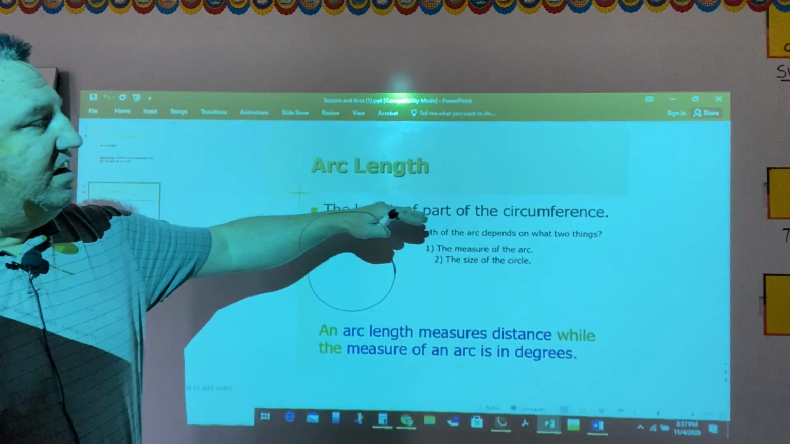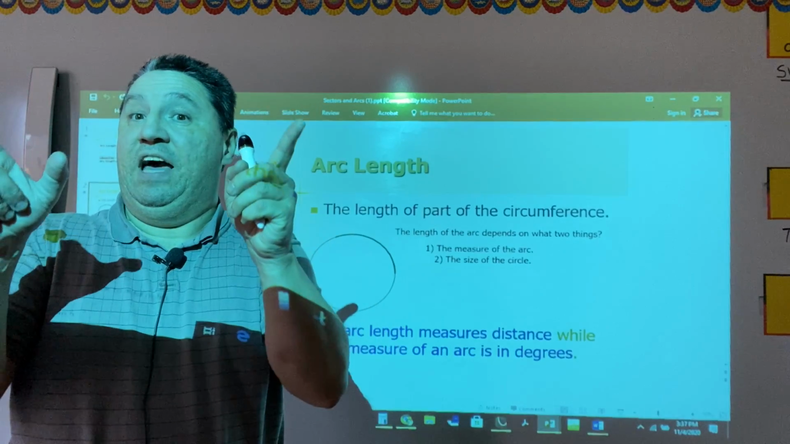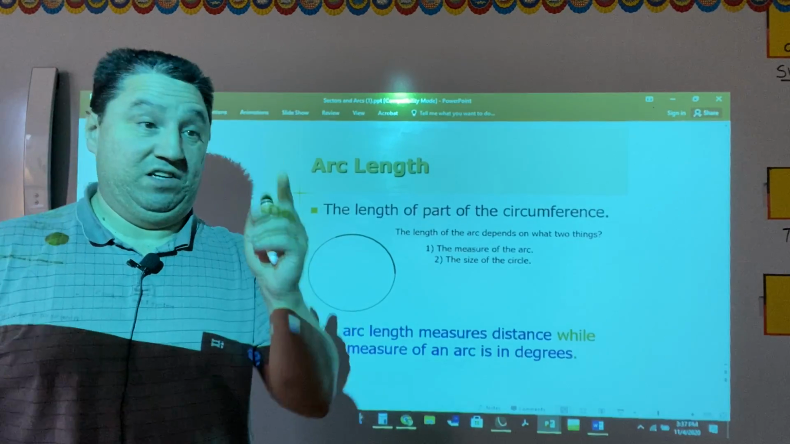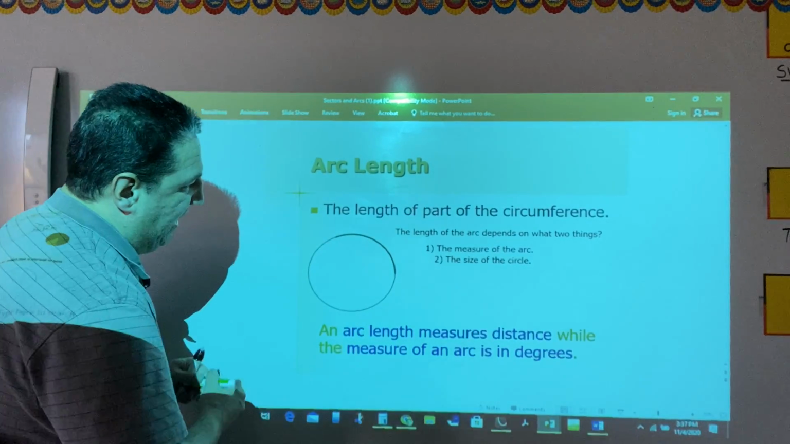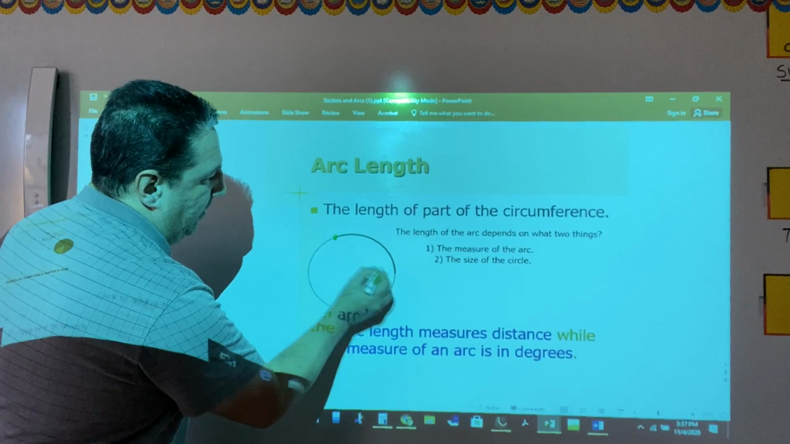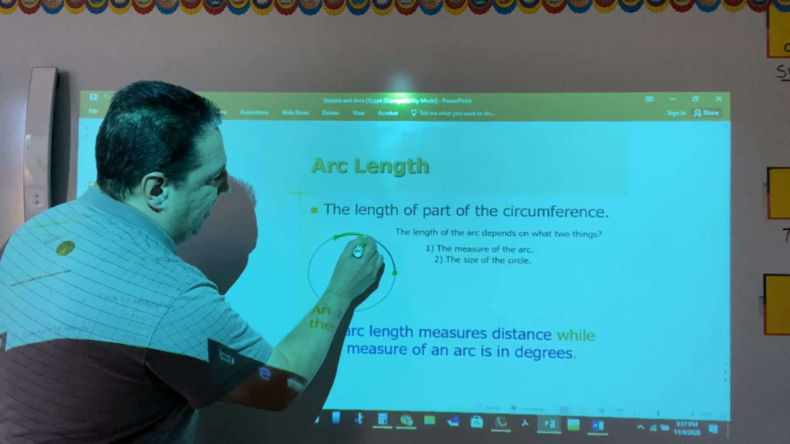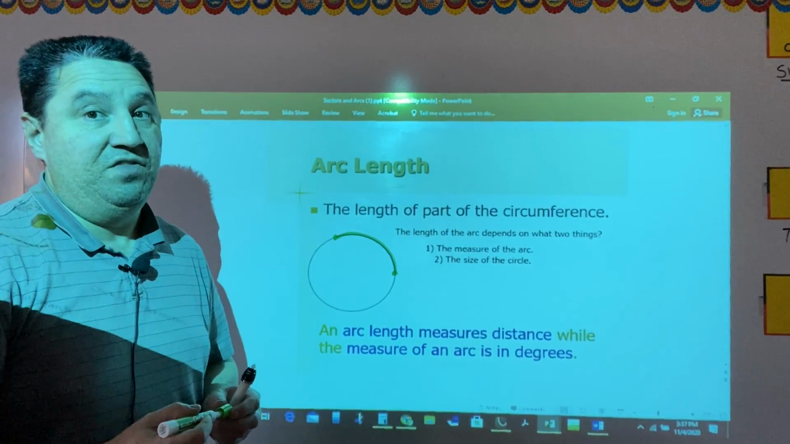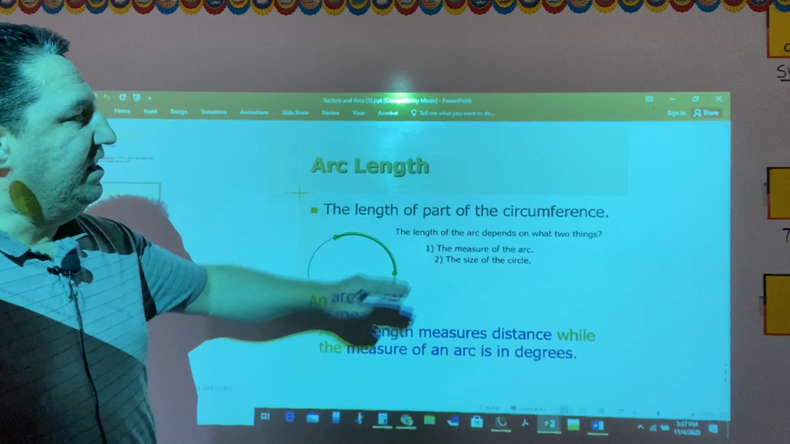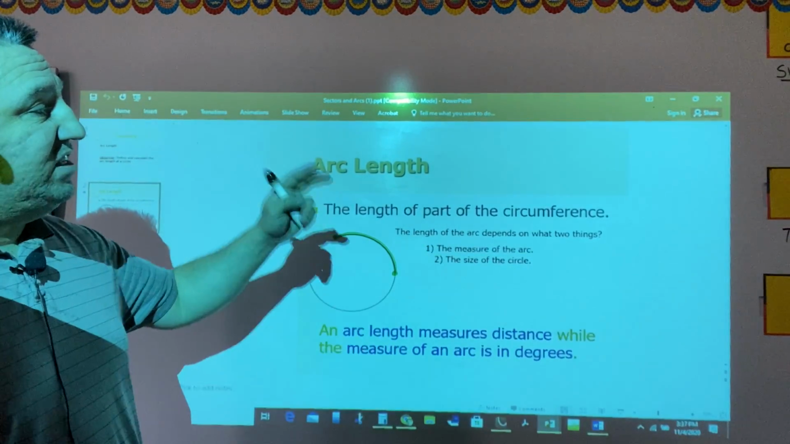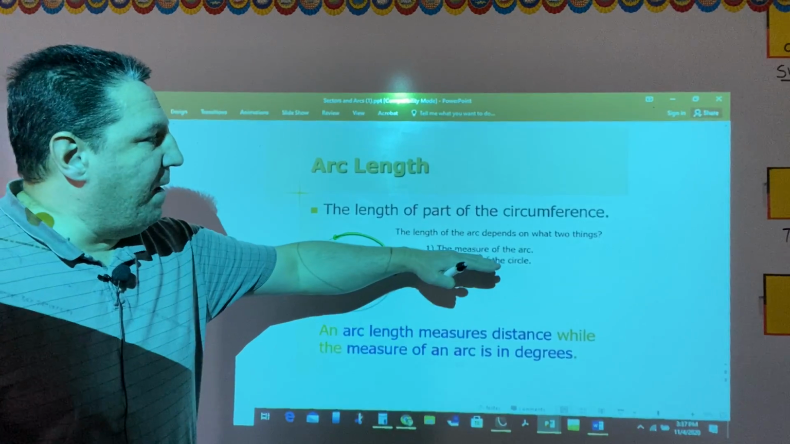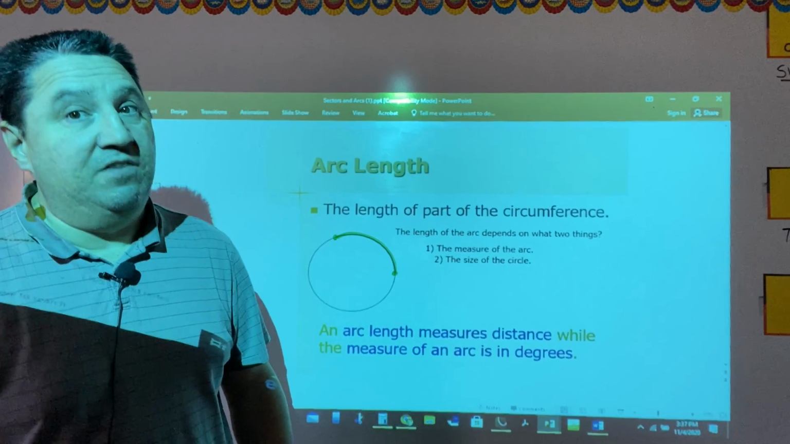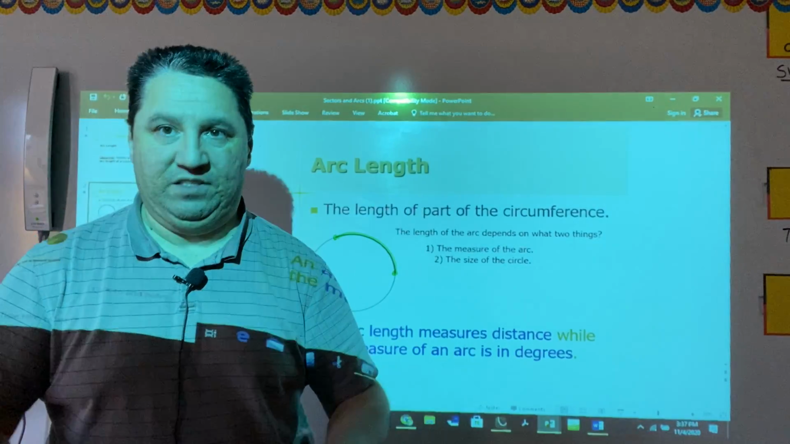Now, the length of an arc is in fact a portion of the circumference of the circle, as we have here. As we can see here, this is an arc, and it is a portion of the circumference. Now, the length of an arc depends on two things. It depends on the measure of the arc, and the size of the circle. In other words, the circumference of the circle.